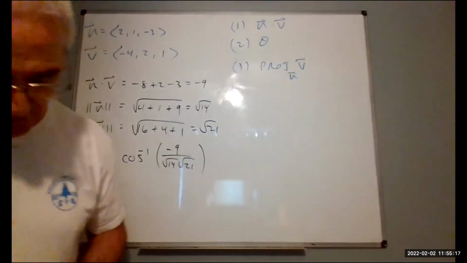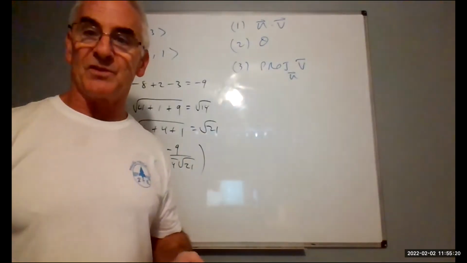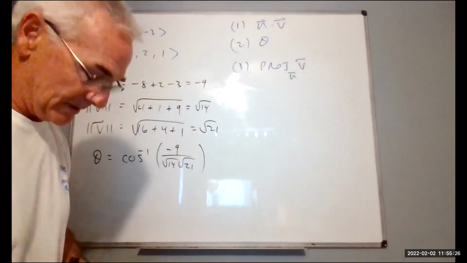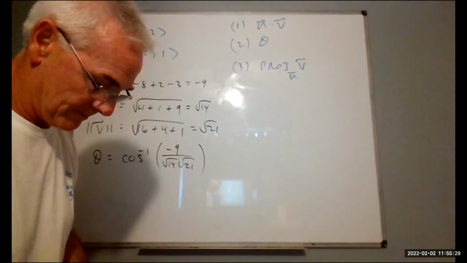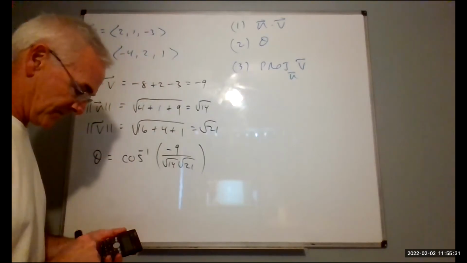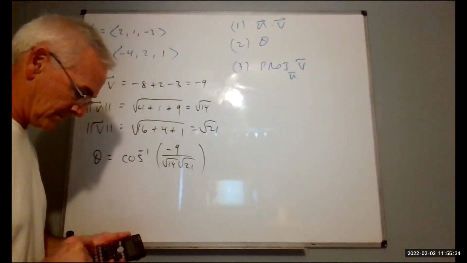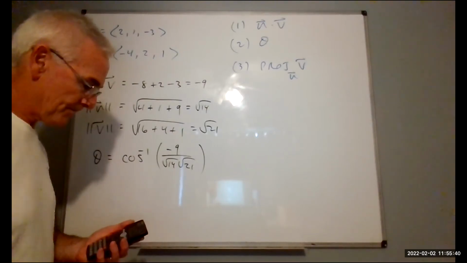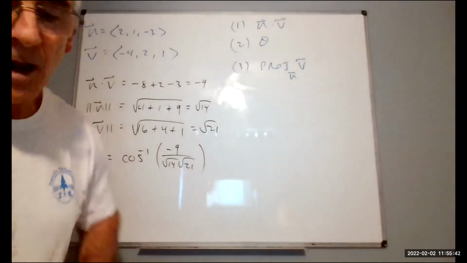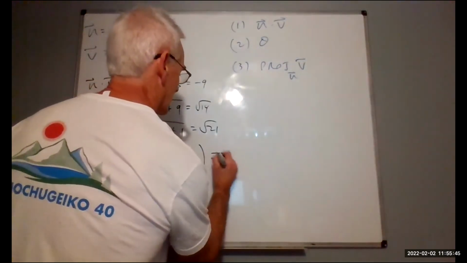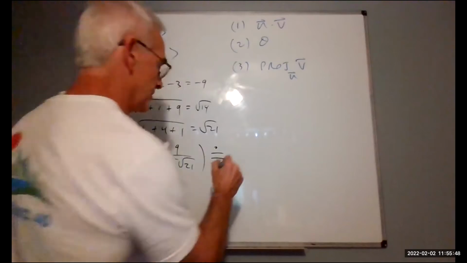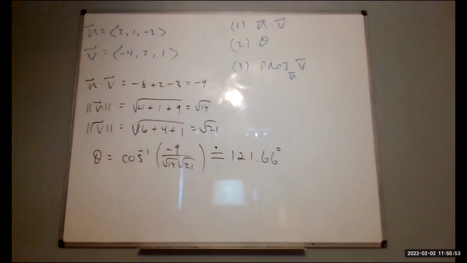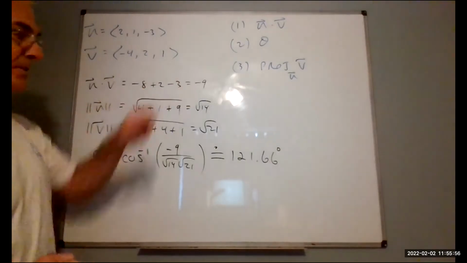So now let's do this. My suggestion is put yourself in degree mode, because you're not going to use the angle in a calculation. You're using the angle to describe something. So let's do inverse cosine of -9 over root 14 root 21. Now, I got approximately 121.66 degrees. So that means I have an obtuse angle between them, which is evidenced by the negative dot product.